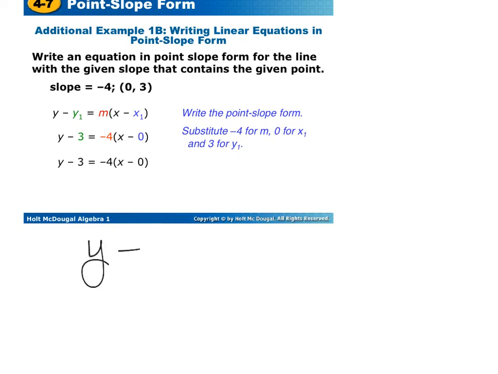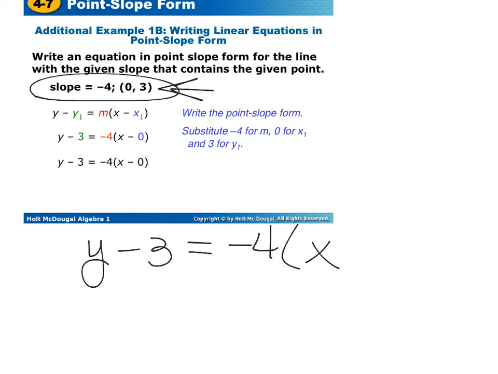What is my y1 right here? 3. What's my slope? What's my x1? And I'm done. So I take the 3 numbers and plug them in. If it says point slope form, that's all you do. It's not any harder than that. Can you do this in slope intercept?